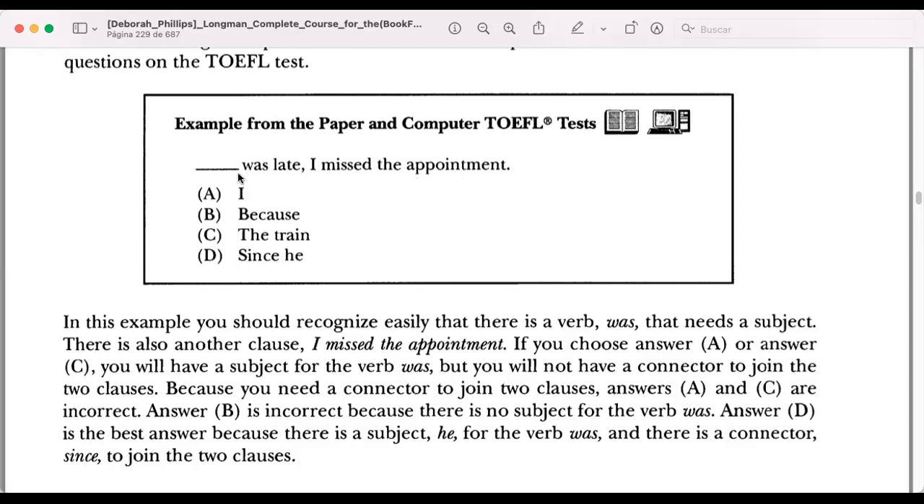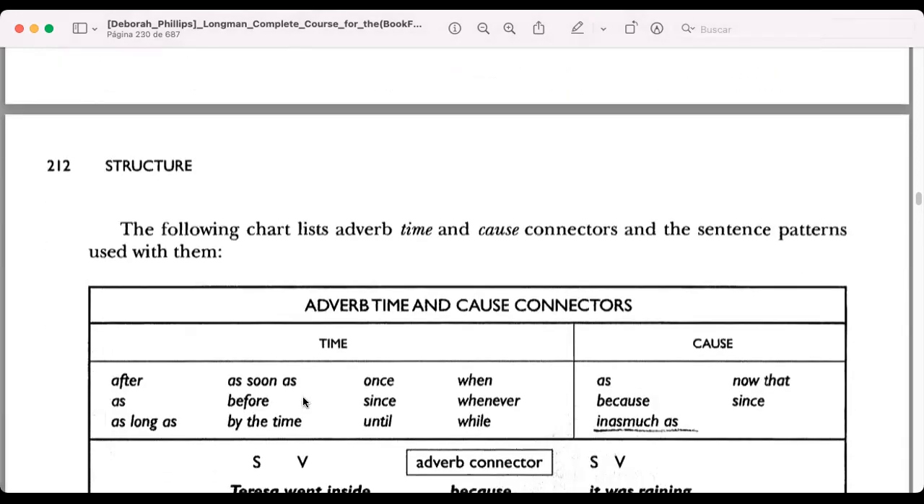Okay, you were right because you chose A. There is a subject here, okay? I was late, I missed the appointment. But in this case, we need a connector, and the best option, as we know right now, is D because it has a subject and even a connector, since. So that's why we must check in TOEFL questions, okay, Vale?